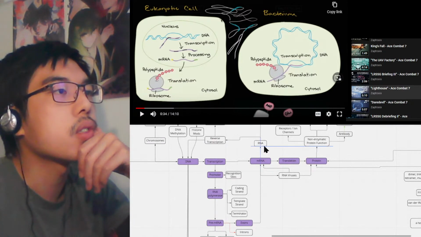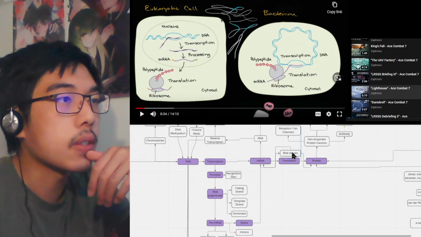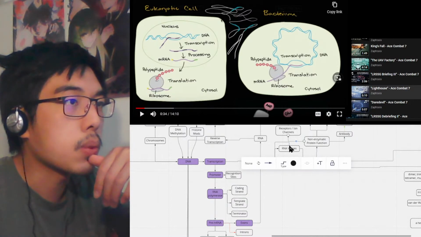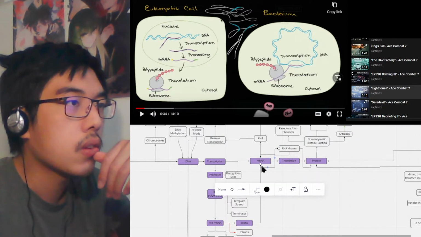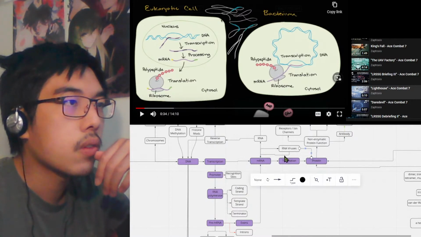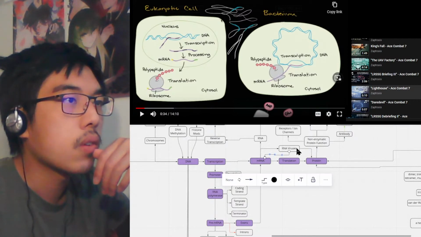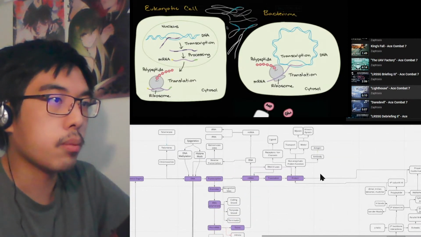Viruses. RNA viruses are pretty cool. I do want to include that somehow. Keep it simple. Nice. All right. Moving in for the kill.